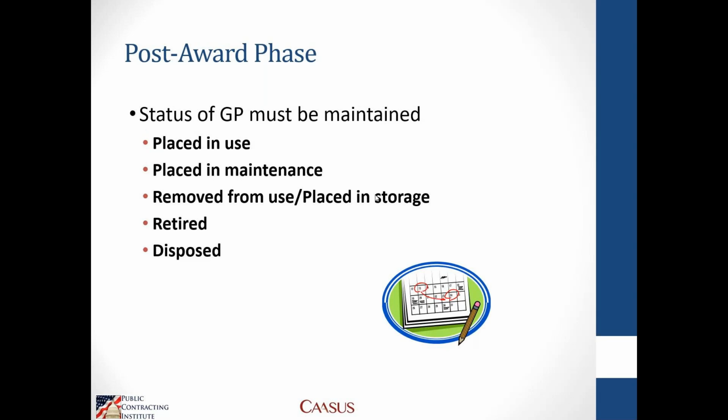So also during the post-award phase, I said it's maintenance, administration, reporting. So the status of government property must be maintained throughout the life cycle of the property and the contract. That includes where it's currently located, where it's placed in use. It includes maintenance records, utilization records. If it's removed out of storage or placed in storage, all of those movement records have to be tracked. If it's retired, if it's identified as excess, if it's disposed of in accordance with government issued disposition methods, all of that has to be retained in your property management system.